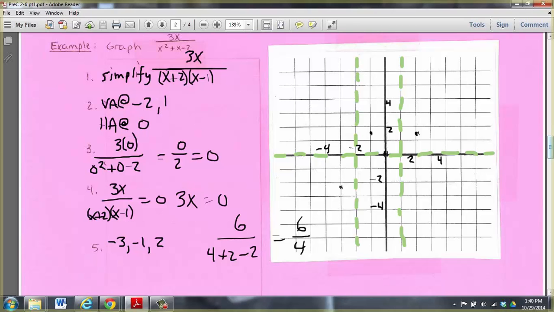And that is enough for me to know what my graph looks like, because it's not going to cross over here. It's not going to cross over here, so it's going to look something like this. And it goes, it's positive, goes through there, looks like that. And here it's positive, it's going to look like this. That's what the graph looks like.